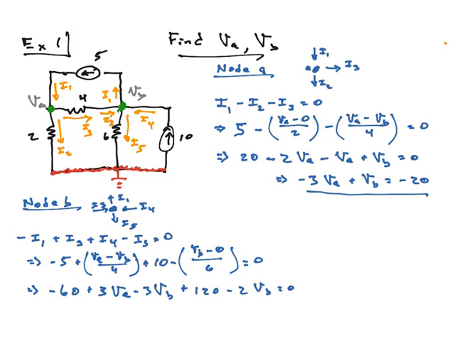Okay, so there we go. Again, standard form, all the unknowns on one side, all the other numbers on the other. So what do I have? 3VA minus 5VB is equal to negative 60.